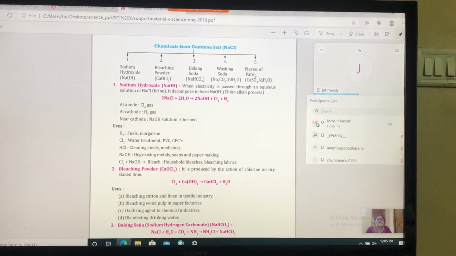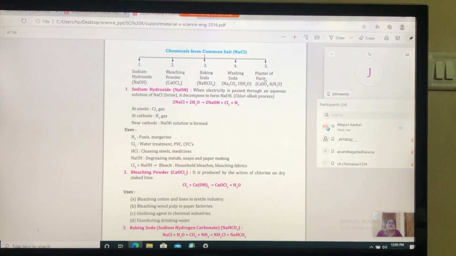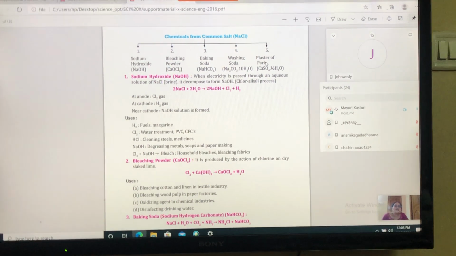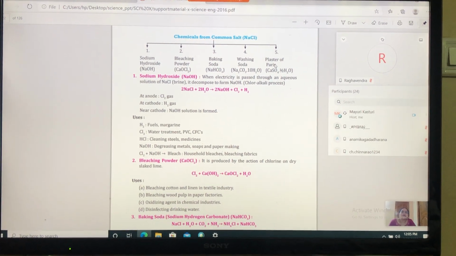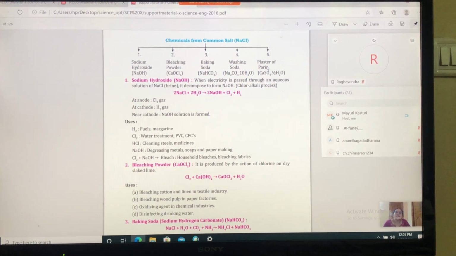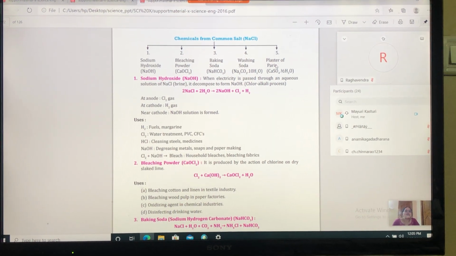Good morning, children. Chemicals from common salt. Common salt, sodium chloride, NaCl. So from this common salt, sodium chloride, see how many other salts can be prepared from here.